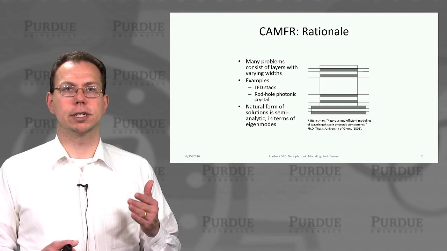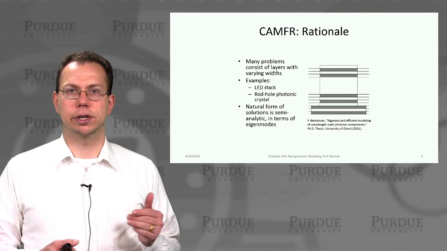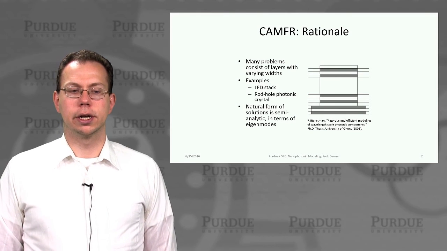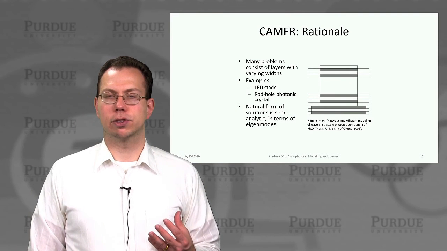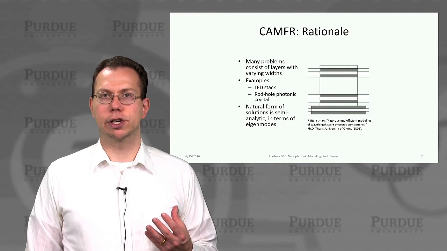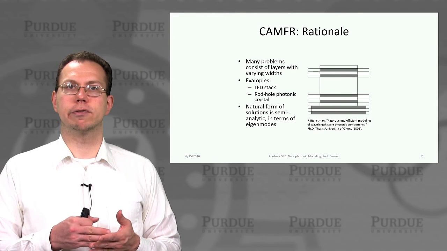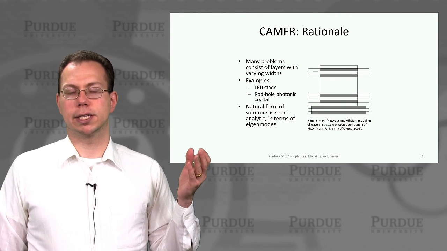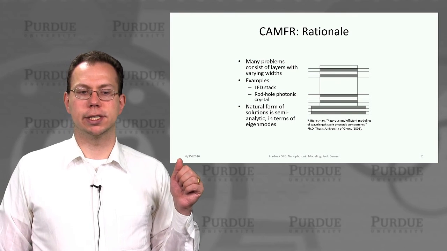sometimes these are up to 6 orders of magnitude different, like in the case of LEDs or lasers, or even like a photonic crystal structure. So you may actually think that the natural form of the solutions is semi-analytic in terms of eigenmodes, because if you can just write down a handful of eigenmodes that correctly describe each of the layers, then that makes formulating the transmission between them potentially much easier.